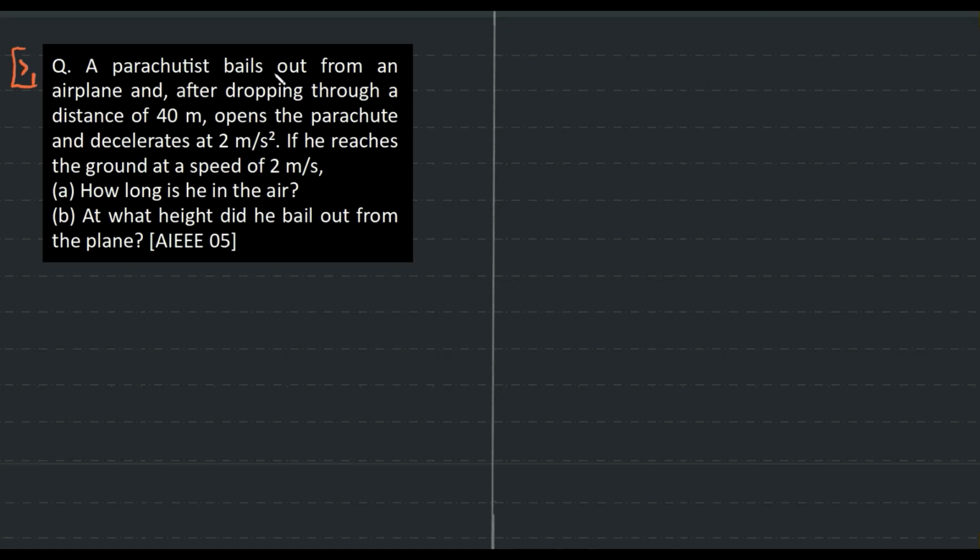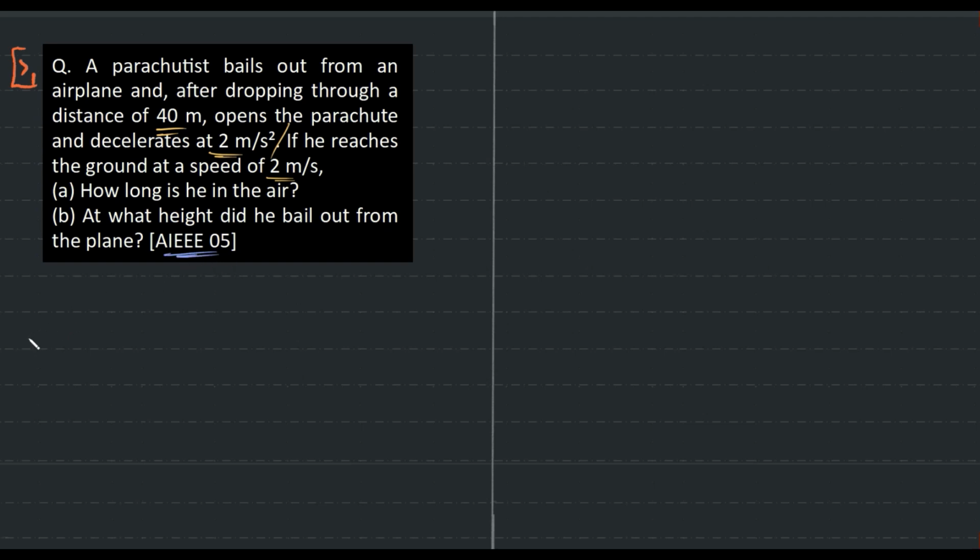We have a person with a parachute. He or she bails out from an aeroplane after dropping through a distance of 40 meters, opens the parachute and decelerates with 2 meter per second square. If he reaches the ground with a speed of 2 meters per second, how long is he in the air? Okay, pretty good question.